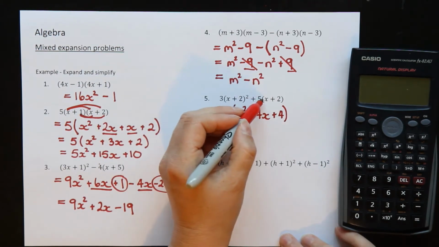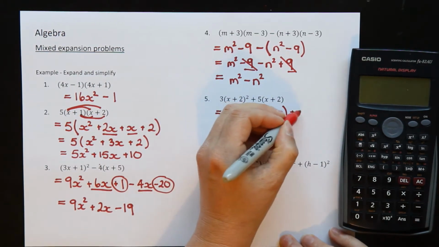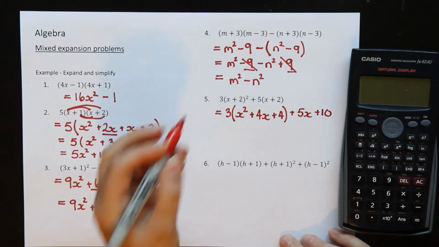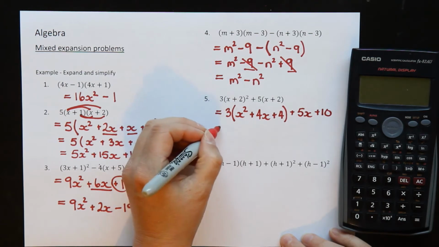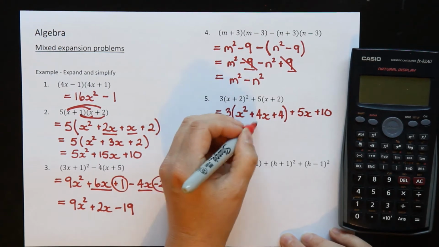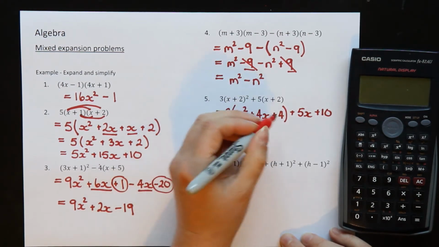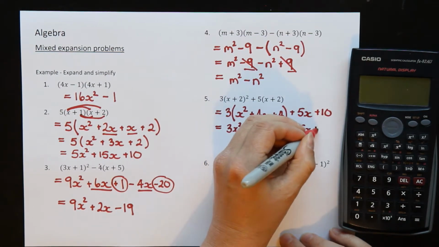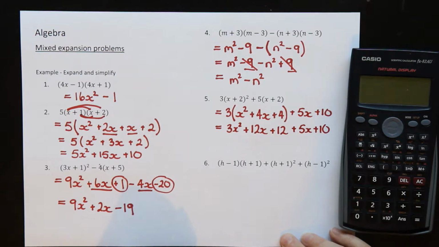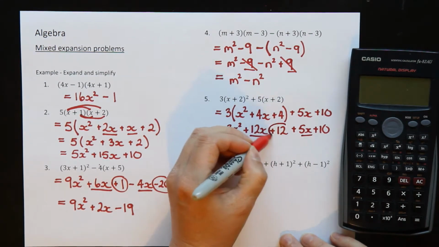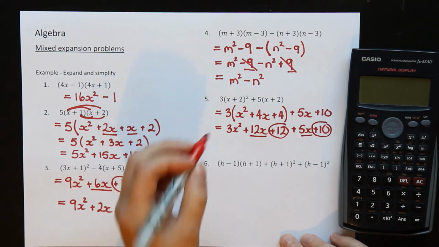Okay, then expanding this bracket, 5 times x is 5x, and 5 times 2 is 10. Now we can expand the 3 into that bracket, so it's 3x squared plus 3 times 4 is 12x, and 3 times 4 again, another 12, plus the 5x sitting on the end and the 10. Once everything's expanded, we can look for like terms. So 12x and 5x, 12 and 10.